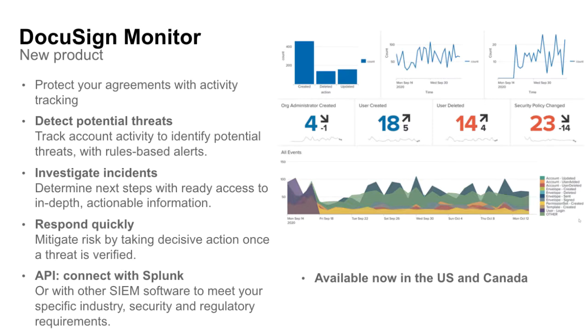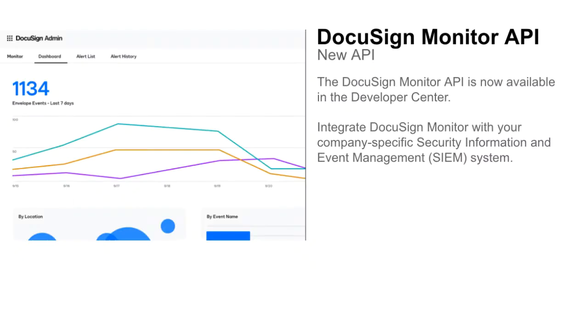The screenshot is from Splunk connected to DocuSign Monitor. Initial availability for DocuSign Monitor is the US and Canada. Contact your DocuSign salespeople for more information. And the new DocuSign Monitor API is available now in the Developer Center. Use the API to integrate DocuSign Monitor with your company-specific security, information, and event management system.